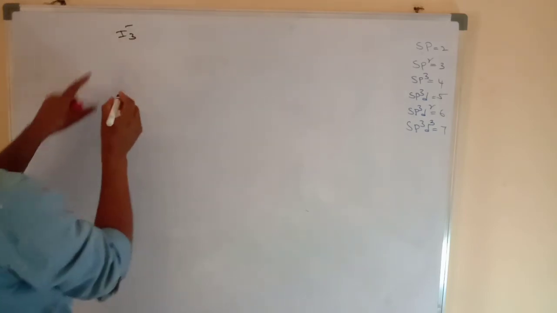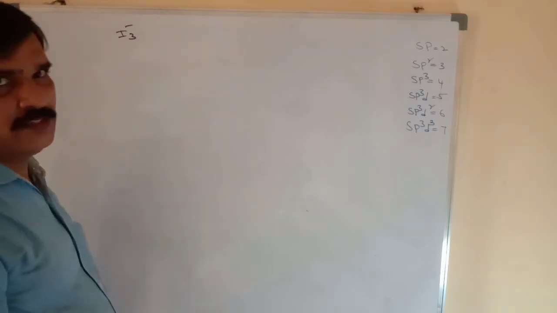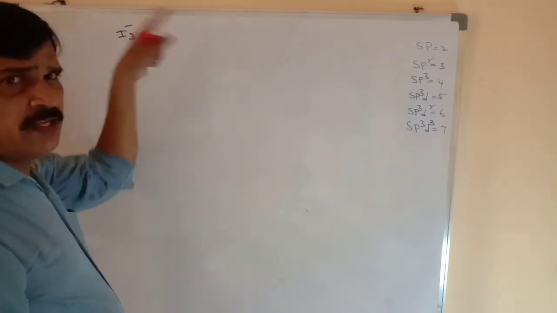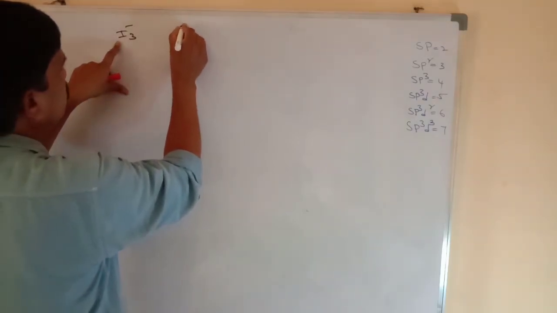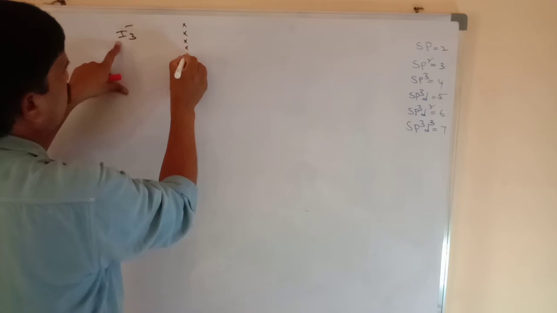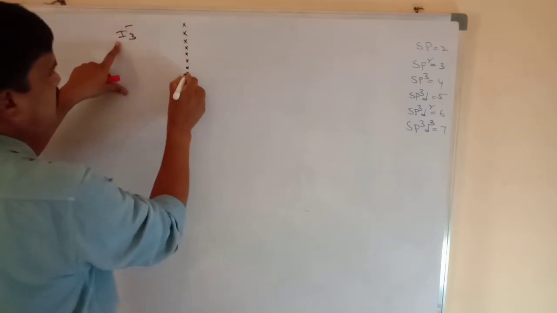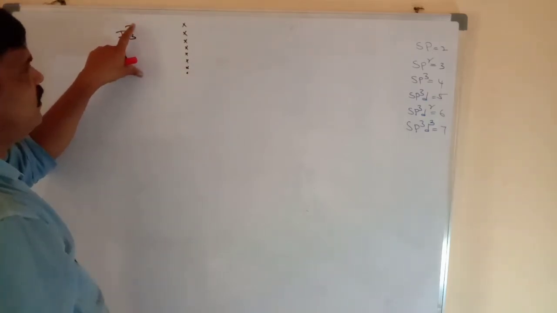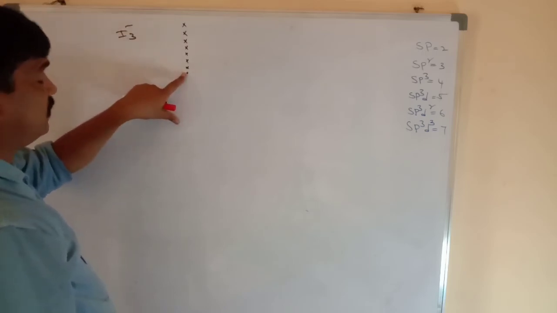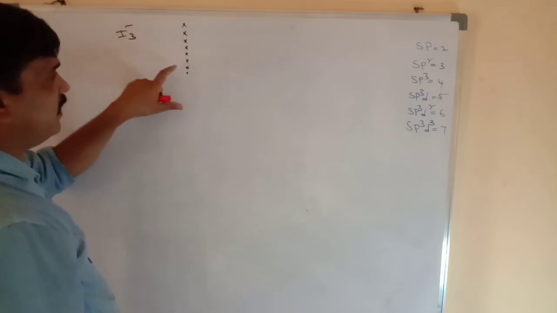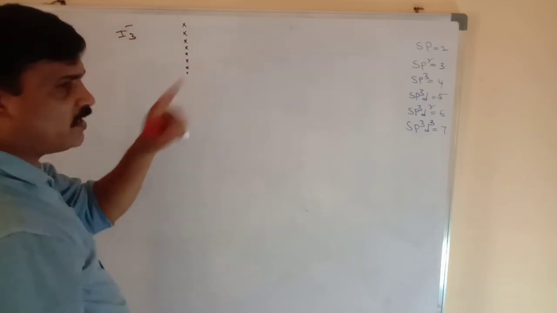Now, I3 minus. How do I apply my trick for I3 minus? Take one I as the central atom, and the remaining two I are the bonding atoms. Iodine belongs to the 7th group, so I draw 1, 2, 3, 4, 5, 6, 7 dots. Since there is a minus charge, put 1 dot. 1 negative charge means 1 dot, 2 negatives, 2 dots, 3 negatives, 3 dots. If it is a positive charge, a cation, then the dots are eliminated.